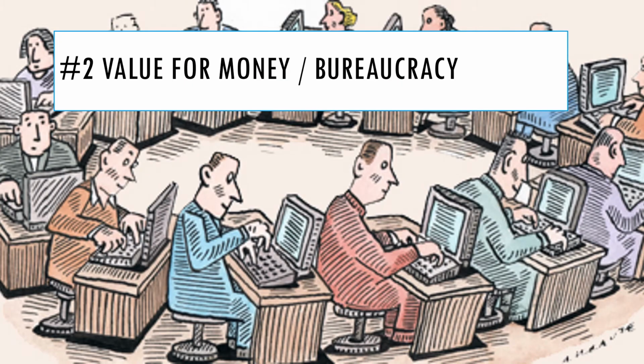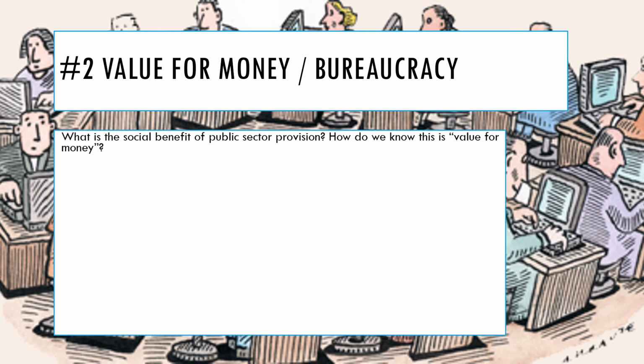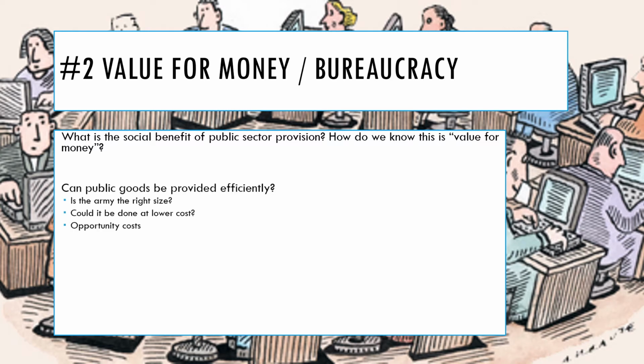Now let's move on to our second cause of government failure, or reason for government failure, and that is value for money, or bureaucracy. So we said that often the government will provide a public sector or a public good to overcome the free rider problem. But what is the social benefit of providing that public sector good or public good? And how do we know that what they're doing here is value for money? How do we know that what they're spending on this actually is the same or less than the social benefit that's being created? So can public goods be provided efficiently by the government?